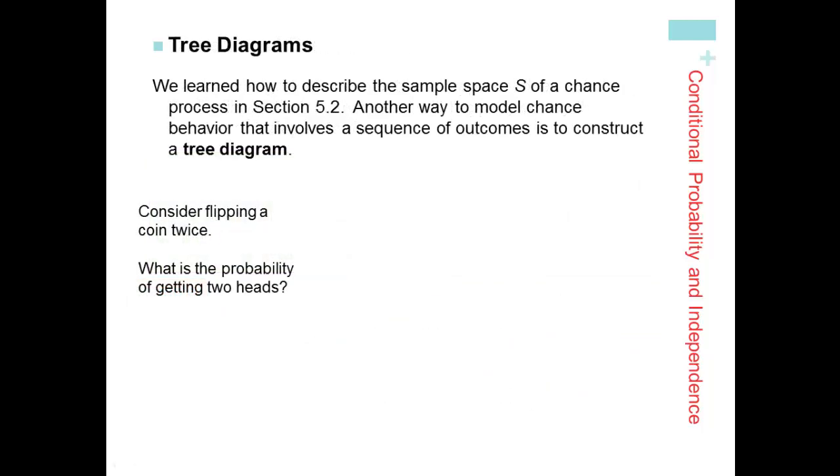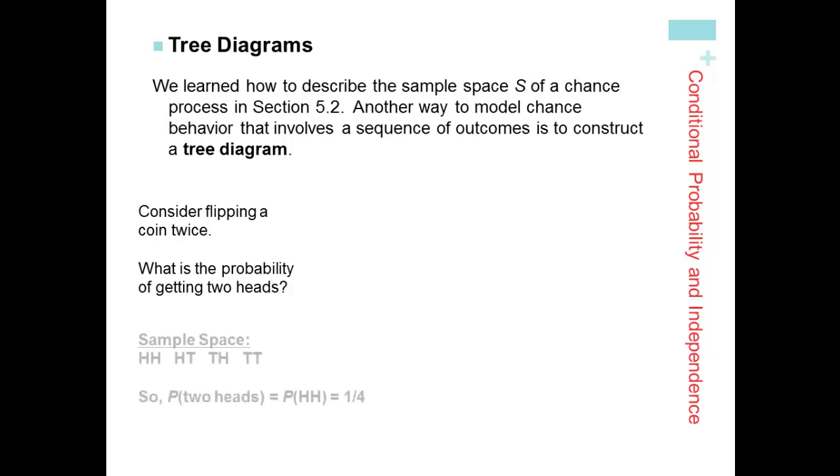Back in section 5.2, we learned how to describe a sample space of a chance process. Another way to model a chance behavior that involves a sequence of outcomes is to construct a tree diagram. Consider flipping a coin twice. What is the probability of getting 2 heads?